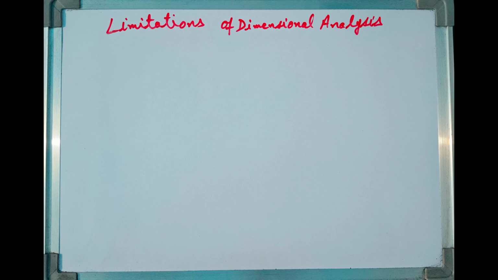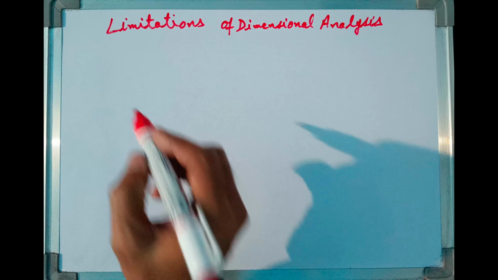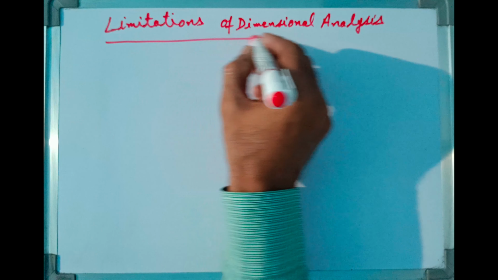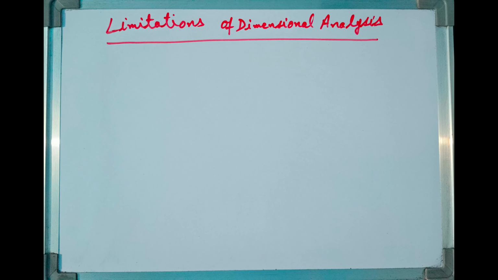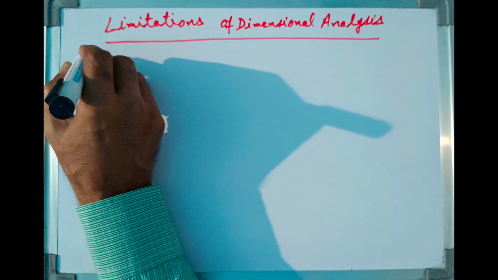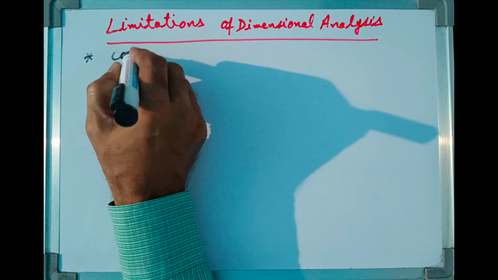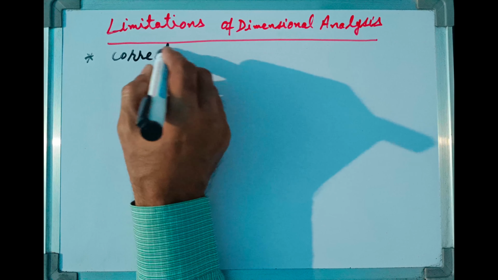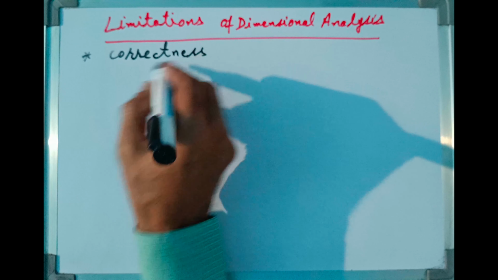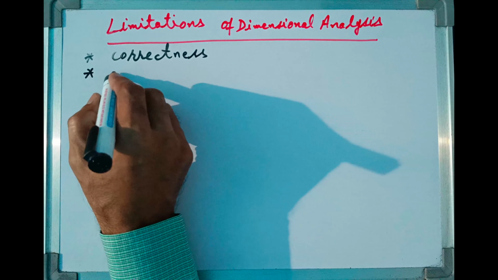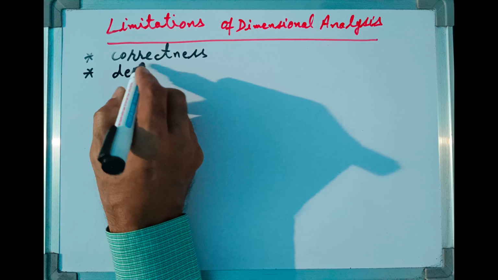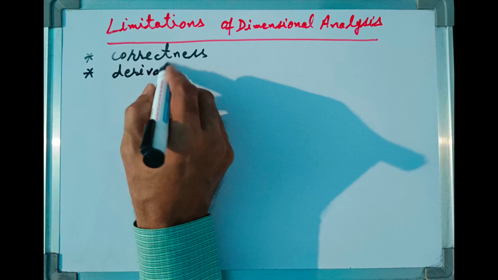In this lecture, I will share the limitations of dimensional analysis. The method of dimensions is useful for checking the correctness of a relation. It is also useful for deriving a relation.